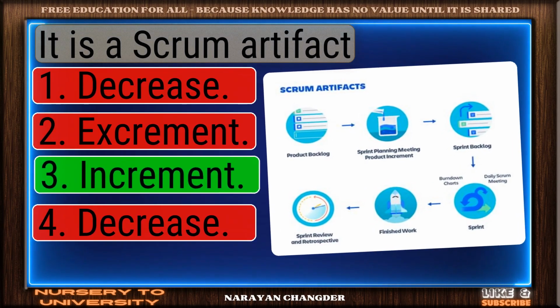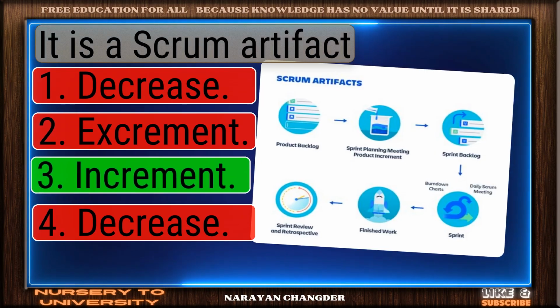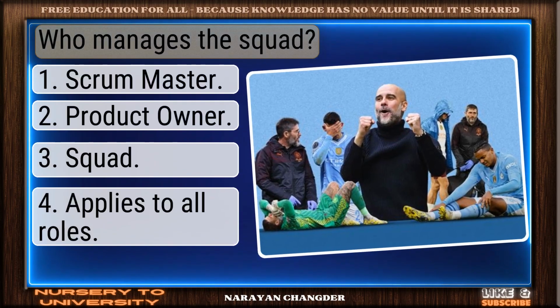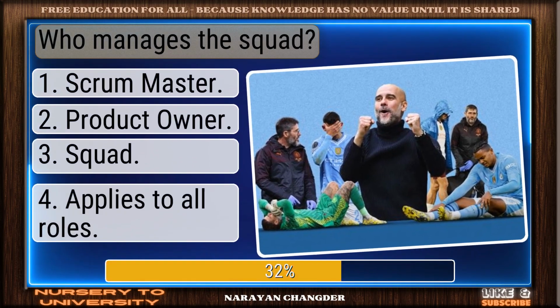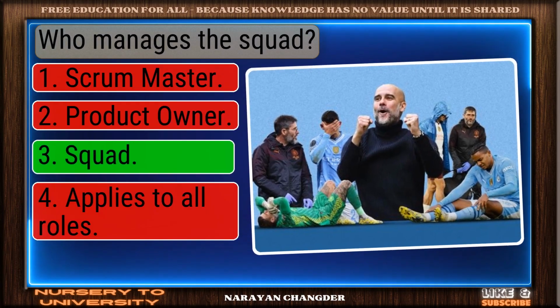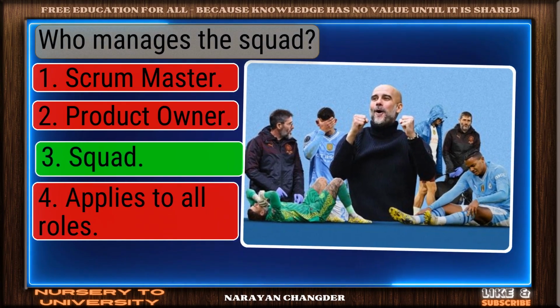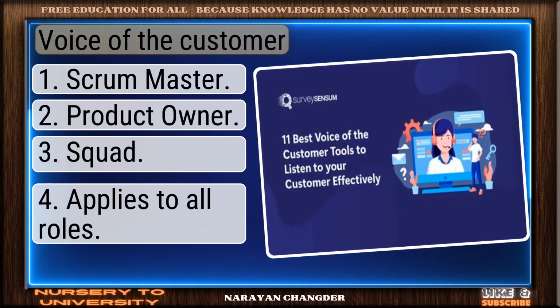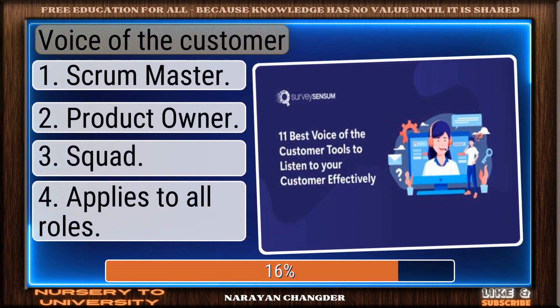Great thinking. Increment is the right choice. Question number 62. Who manages the squad? Smart move. Squad is an accurate answer. Question number 63. Voice of the customer.